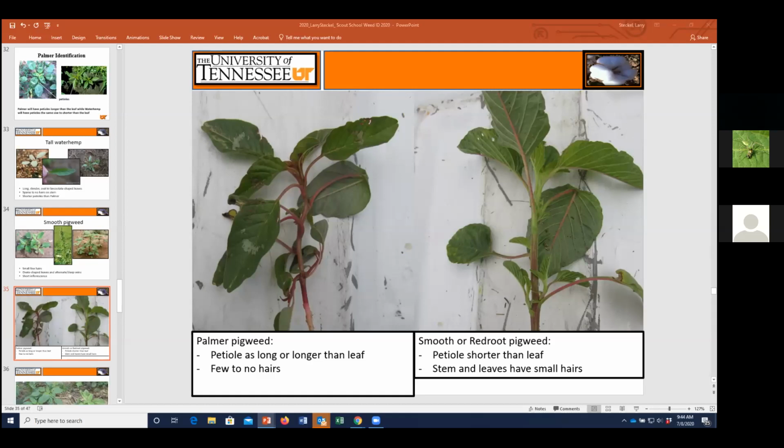So here we have smooth on the right and Palmer on the left, and you can see there's fuzz or hair on the stem on the smooth pigweed, and there is none on the Palmer. Don't let this coloring on the Palmer pigweed here confuse you. It's not always red. It can be red, it can be green, it can be variegated between the two colors. Color doesn't always tell you what pigweed is out there. It's more looking for the pubescence or lack thereof in the case of Palmer pigweed, to be able to distinguish it from smooth or red root pigweed.